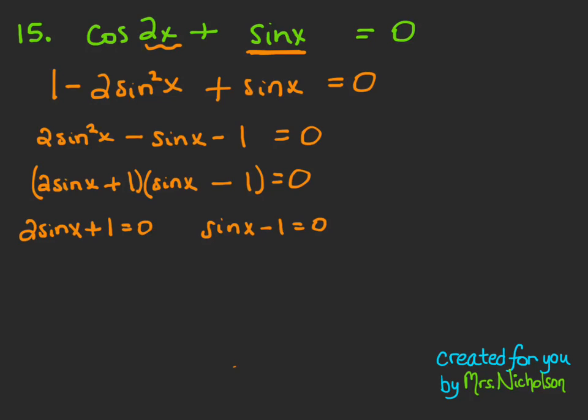I'm going to do the left one first. I'm going to subtract 1 from both sides and divide by 2. And so we need to figure out where sine is equal to negative 1/2. Well, first of all, let's think about where sine is negative. That's quadrants 3 and 4. And sine is 1/2 at the pi over 6 angle. In quadrant 3, that angle is 7 pi over 6. And in quadrant 4, it's 11 pi over 6.